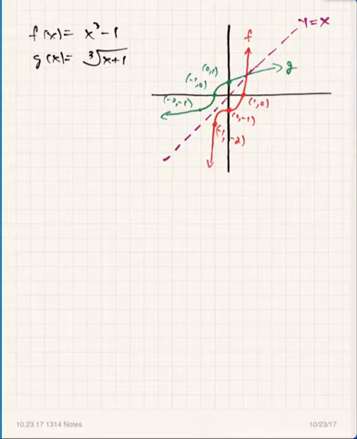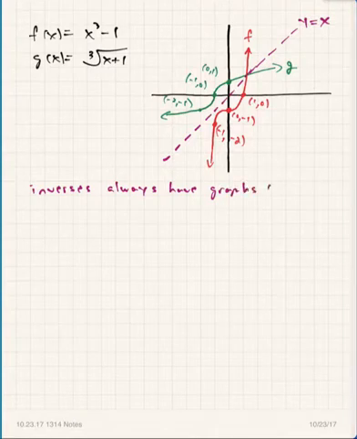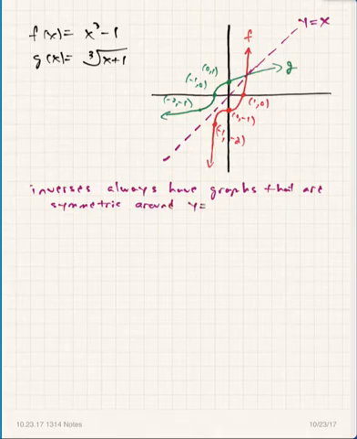And we can actually write that as a property that inverses always have graphs that are symmetric around the line y equals x. That's always true.